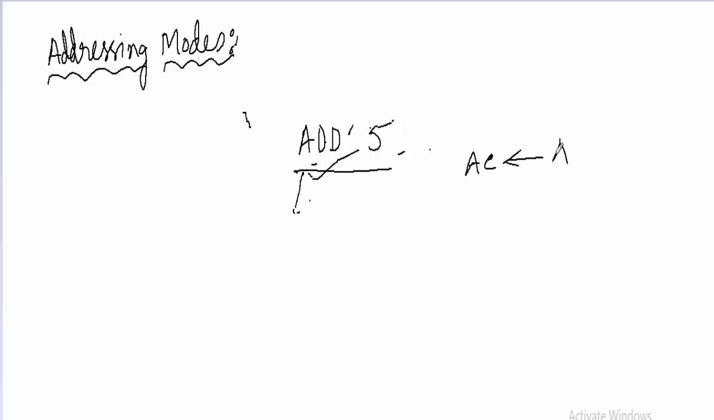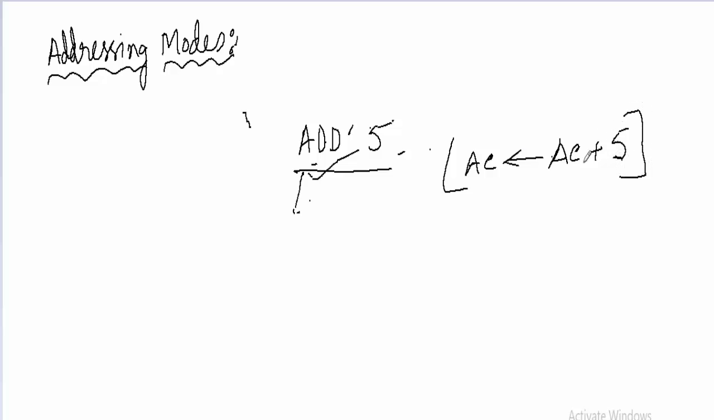We don't provide the operand directly in the instruction. For example, add 5. This add 5 means accumulator plus 5. So add 5 to the accumulator and store in the accumulator.